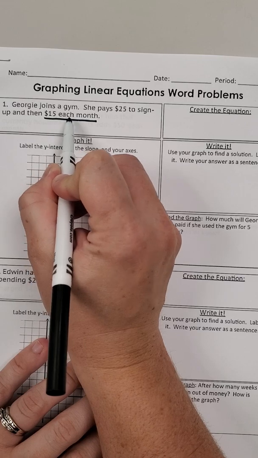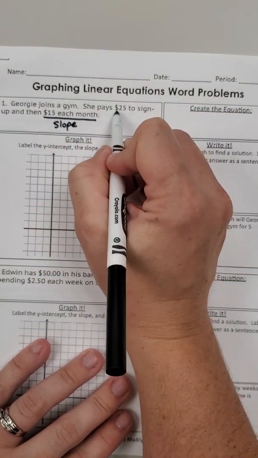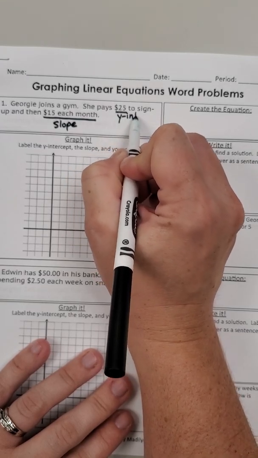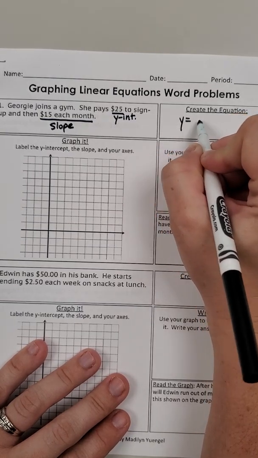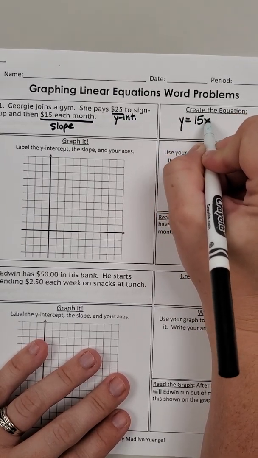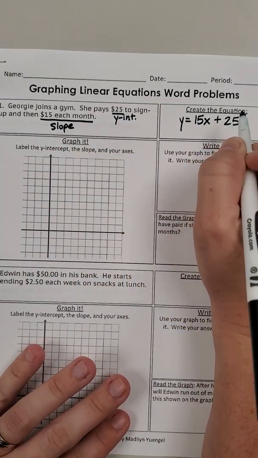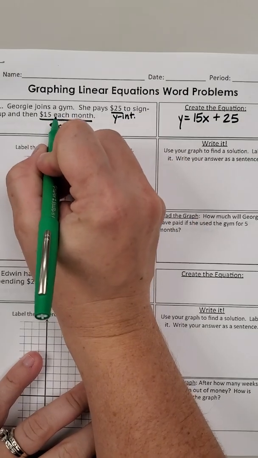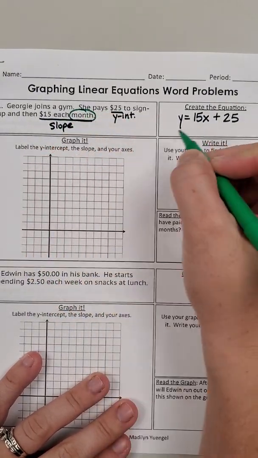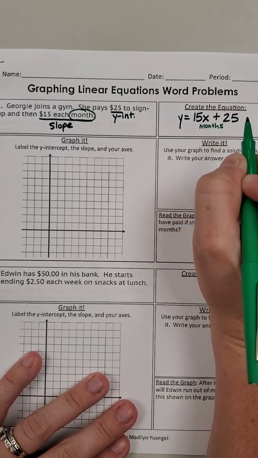Well, right there, when I recognize the word each, I know that that's going to be my slope. And then this 25 is going to be my y-intercept since that is my starting value. So I'm going to write my equation, y equals 15x, because that's $15 each month, plus 25. Now, when I write an equation, I like to identify what the x and the y stand for. So since this is $15 each month, I know that my x would stand for months.